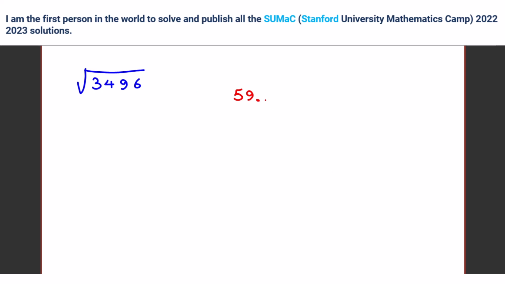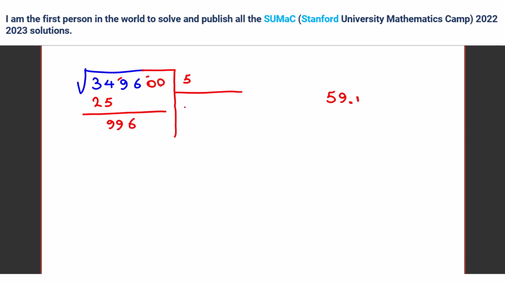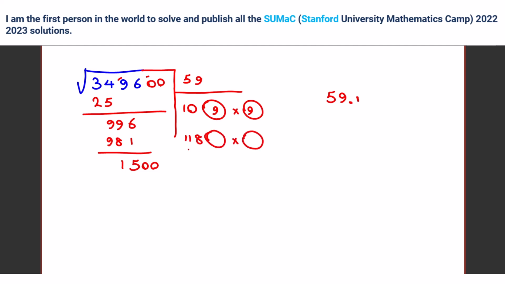How many zeros should we add for finding 1 decimal digit? You should add 2 zeros, okay? Then it will be like this. So 5 is correct. Good job. 25, then 9, 996. Then 5 times 2, 10. 981. And then 5, 1, 0, then 59, then 118. It is around 1000. Exactly. Good job. Completely correct.